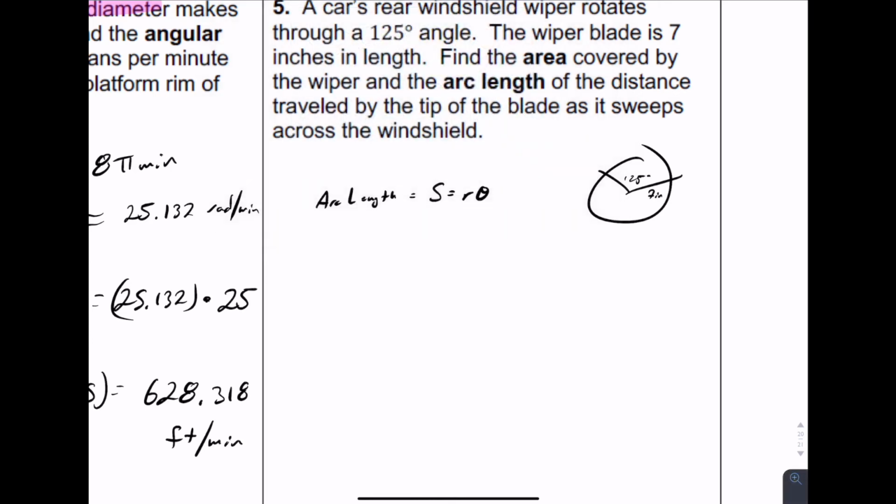I'll do that in blue. So 125 degrees times pi over 180, right? That is roughly 25 pi over 36. Again, you can use your calculator to simplify this. So now we can actually convert this. So that length is 25 pi over 36 times 7. That simplifies to approximately 15.272 inches.